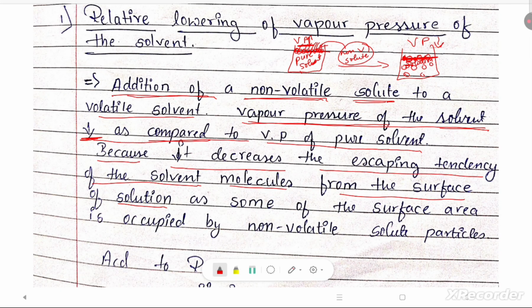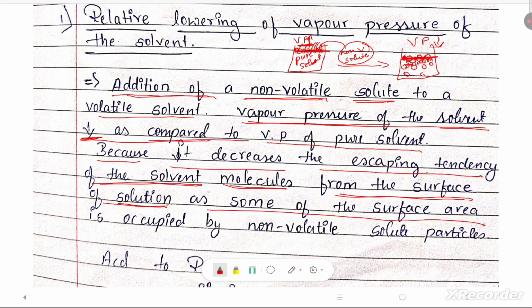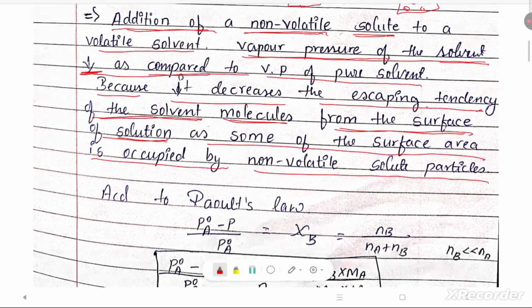That you should write: it decreases the escaping tendency of the solvent molecules from the surface of the solution, as some of the surface area is occupied by non-volatile solute particles. Understood? You have to understand because in CBSE they will ask application-based questions only. You have to understand the concept.